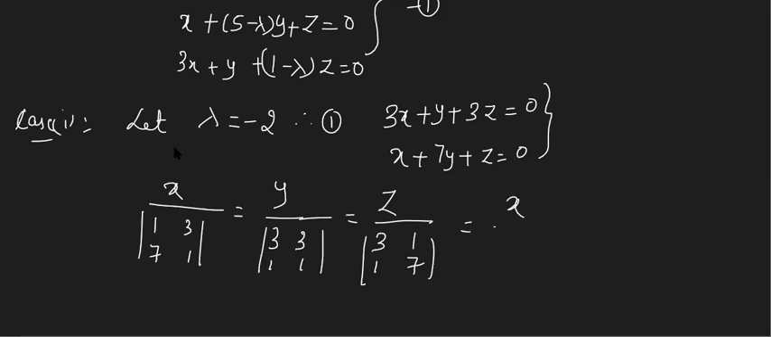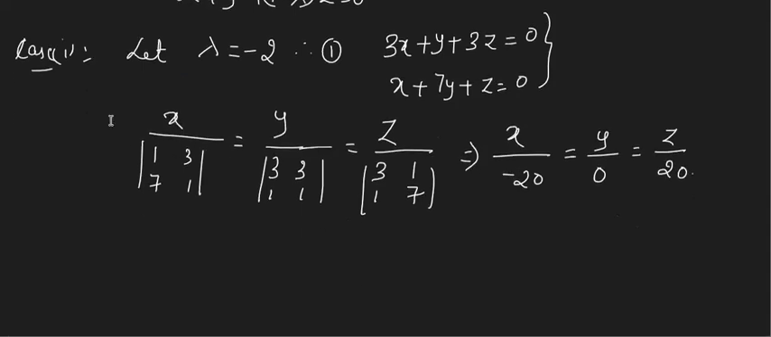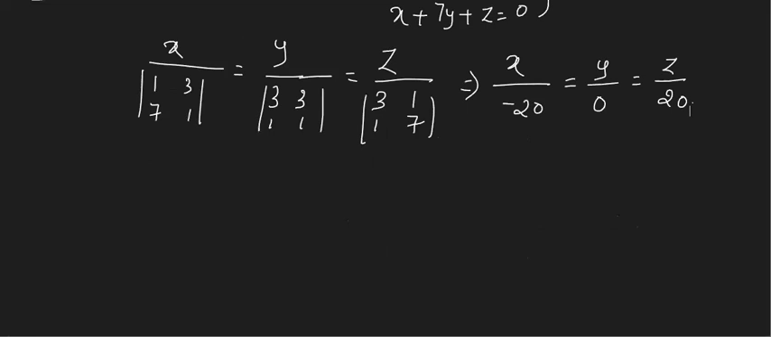So x upon what will we get? 1 minus 7 threes are 21, so 21 minus 20. y upon 3 minus 3, which is 0. z upon minus 20. So what is x1? Minus 20, 0, 20. You can take 20 common and write it.